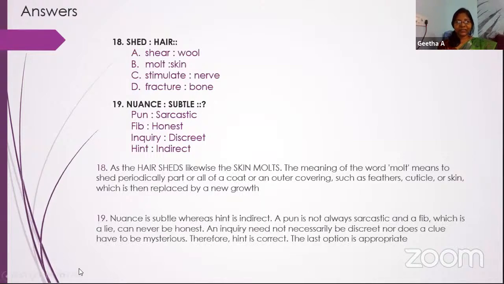Next, nuance and subtle is hint, and hint is indirect. Pun is not always sarcastic, and a fib, which is a lie, can never be honest. Inquiry need not be discreetly done. Inquiry can be done openly, but discreetly done is different, which has to be done a little mysteriously. So hint and indirect is the right option.